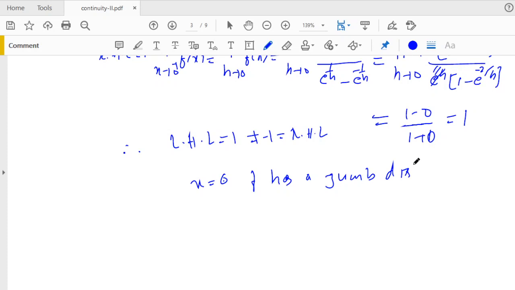It is a jump discontinuity from the left. Since the right hand limit equals 1, this is minus 1, this is plus 1, which is equal to f of 0. Therefore, from the right hand limit this is continuous, from the left side this is not continuous. Therefore, this is called a jump discontinuity from the left.